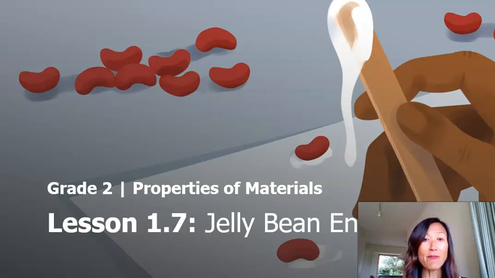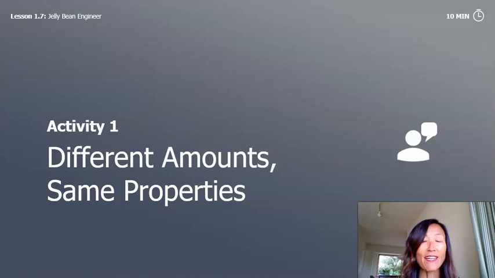Hi everyone, I'm Mrs. King Crosby, and this is Properties and Materials, Lesson 7, Jelly Bean Engineer. Activity 1 is different amounts, same properties.